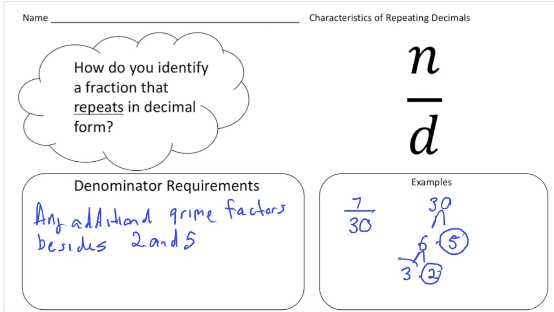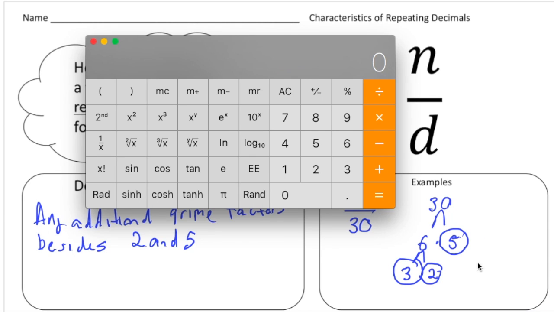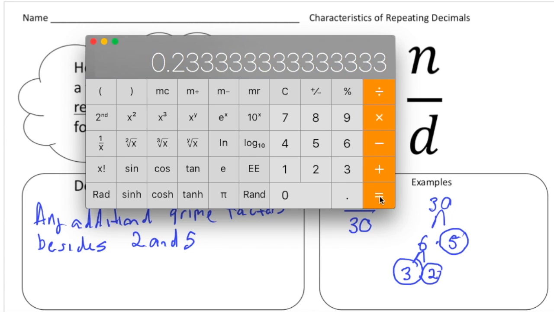Because we now have a 3 as a prime factor, so we have a 5 and a 2, but because we have the 3 thrown in there, the decimal is going to repeat. Now let me prove it to you. If I take out my calculator and I say 7 divided by 30 and hit equals, look at that: 0.2333333 and so on.